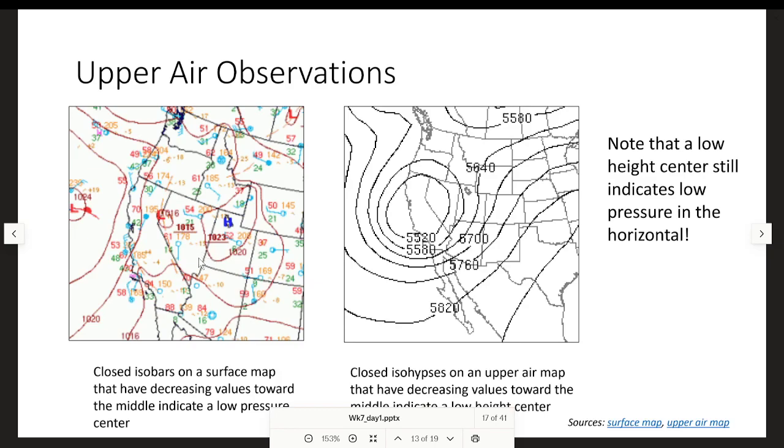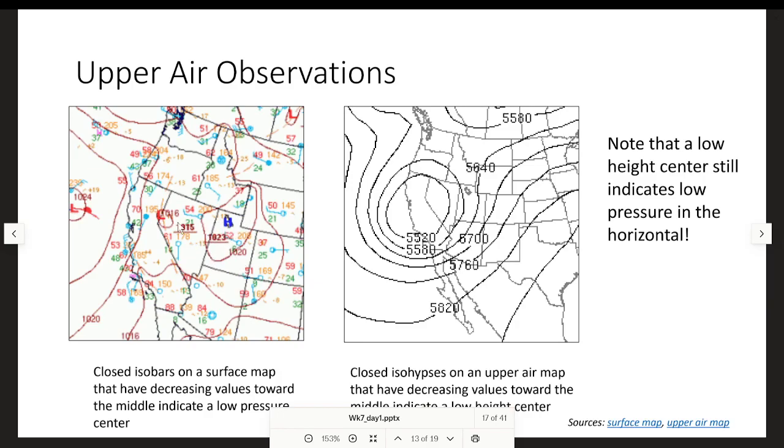So this here is closed isobars. Isobars are lines of constant pressure. On a surface map, decreasing values towards the middle indicate a low pressure. So I guess over here is the low pressure, they put a nice L, but over here is the high pressure.